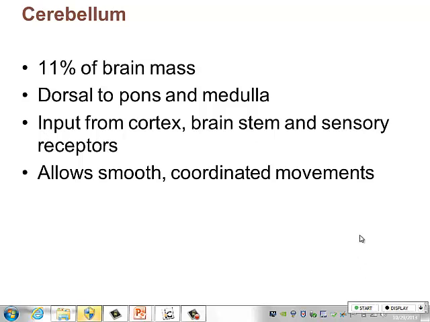All right, 11% of the brain mass. Dorsal to the pons, what's that? What's dorsal? Yeah, behind. That dorsal fin on a what? On a shark. Input from the cortex, brainstem, sensory receptors. This is a coordination guy.